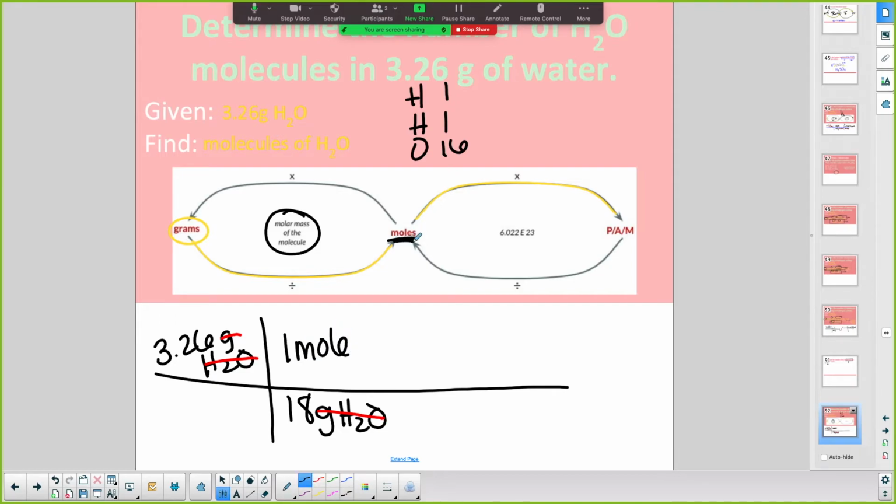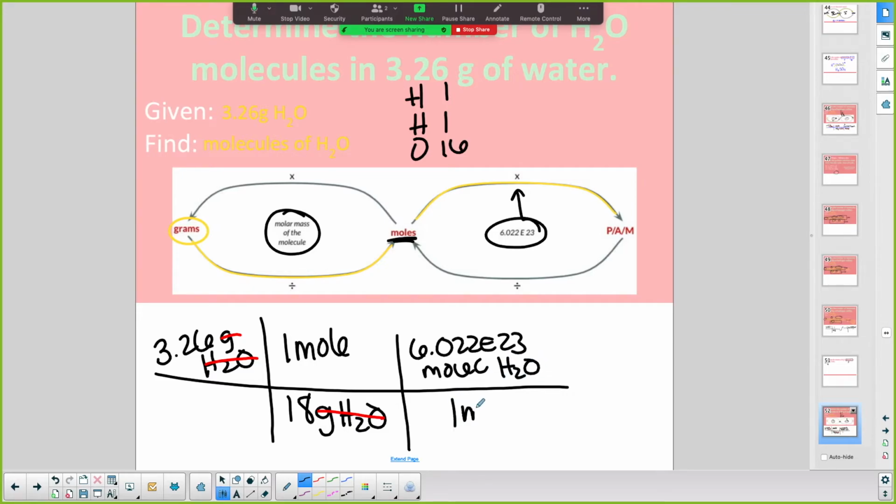Now that I've gotten to moles, I need to take another arrow, all right? You take another path, and on the top or bottom? Top, I'm going to put what? Oh, this now makes sense. Yeah, 6.022. All of a sudden it just clicked. Good. That is what I love to hear. Molecules of H2O. And there's that many molecules in what? 1 mole.